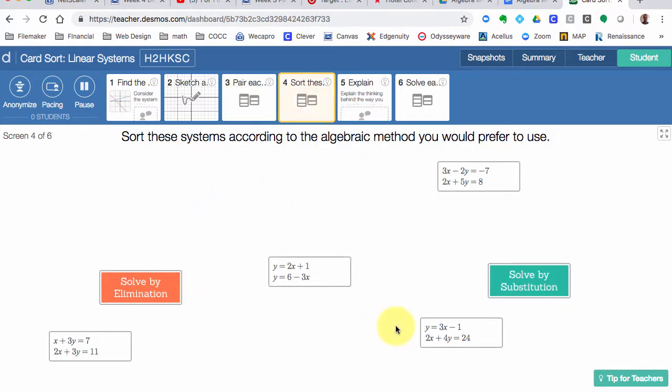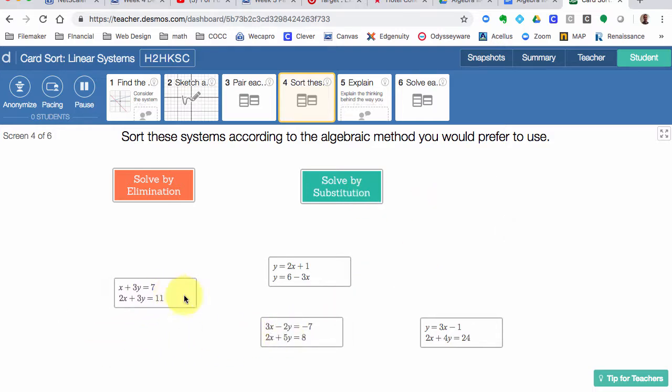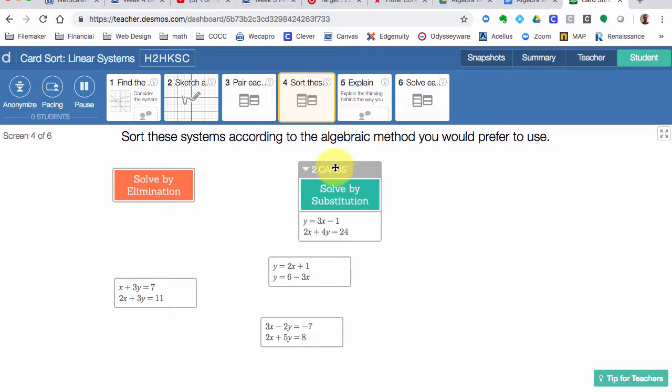Then you get some thinking around which method would you use. We have learned about the elimination method. We've learned about the substitution method in the past couple weeks. So now look at these equations, systems of equations, and figure out which method you would use. This one right here, I would use substitution because it's already got y all by itself. So I'm going to overlap it just like that. So think about the other three and kind of arrange them what you think should be.